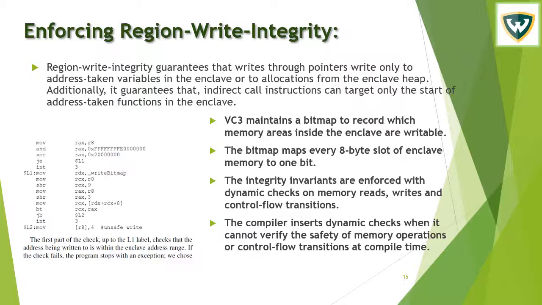To implement this, VC3 creates a bitmap to record which memory areas inside the enclave are writable, and that bitmap maps every 8-byte slot of enclave memory to 1 bit, and the integrity invariants are enforced with dynamic checks on enclave reads, writes, and control flow transitions. Basically, the compiler inserts dynamic checks when it cannot verify the safety of a memory operation or control flow transition at compile time. That feature should be enabled when the user creates the enclave code, actually when it binds the E- and E+ code, to add this protection layer.